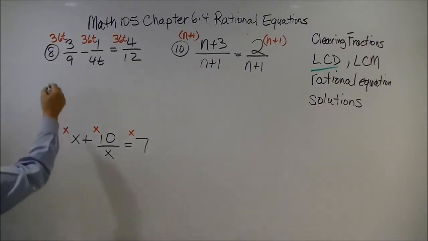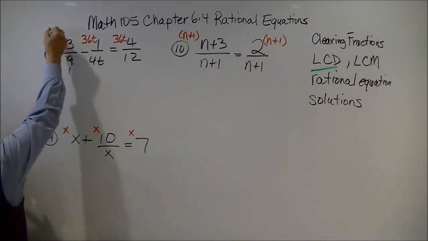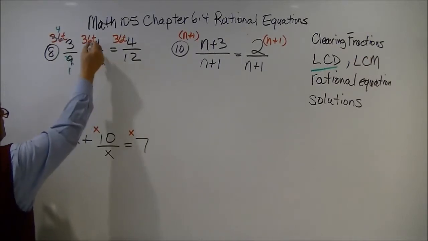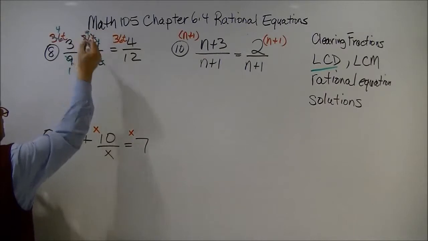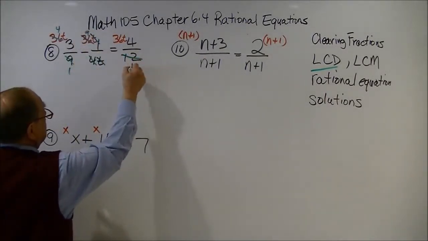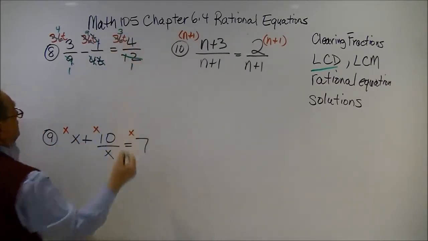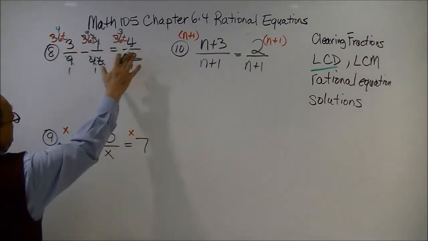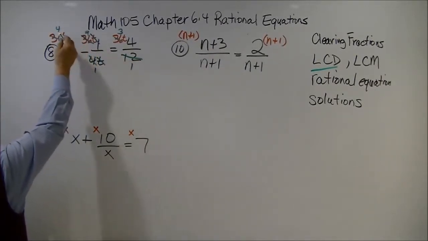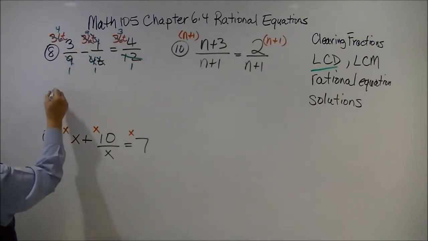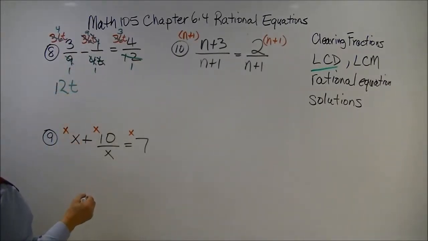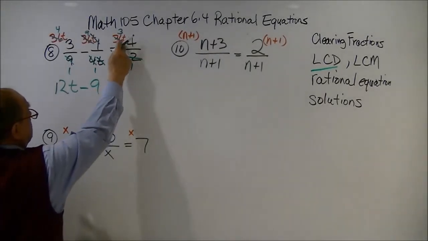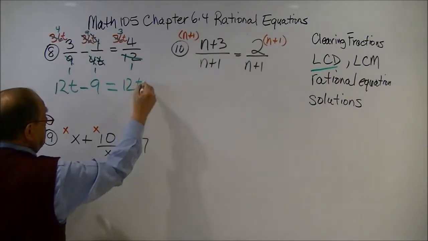So now 9 will go into 36 4 times. 4t goes into t once, and 4 goes there 9. 12 goes into there once, goes into there 3 times. So now all of my denominators are 1, and I have to just get an equivalent equation by multiplying through. So 4t times 3, that will be 12t. Don't forget we have a negative there, so this is a negative 9. And there's a t there as well, so that's going to be 12t.